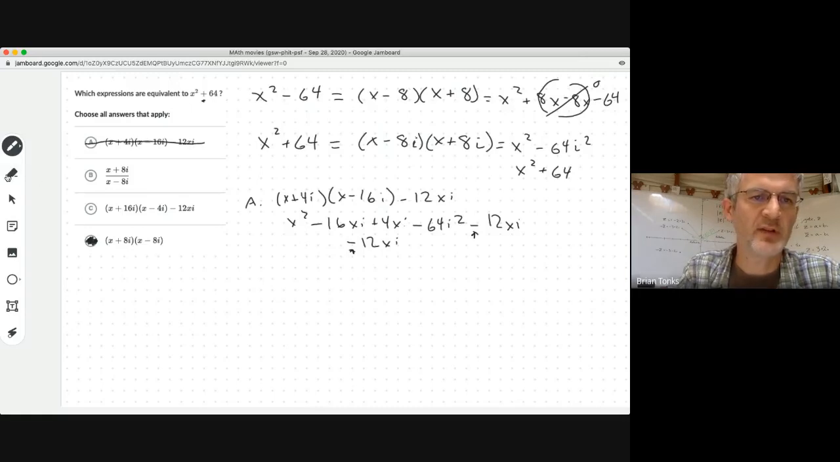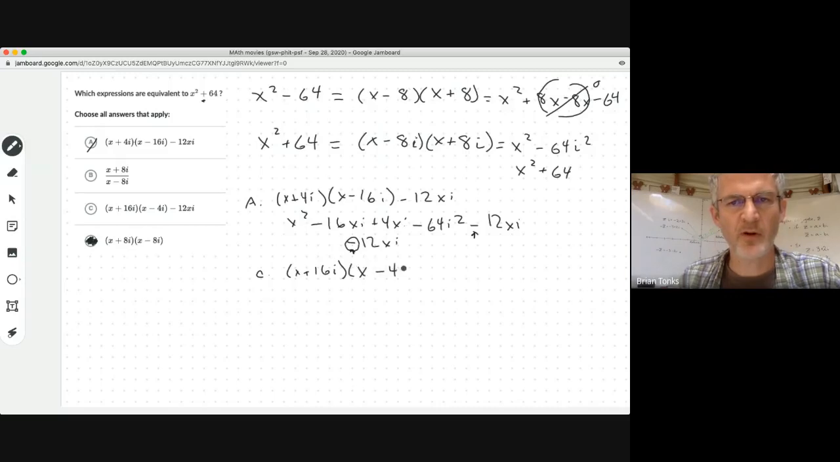Wow, that felt really good to cross it out, but I kind of want to look at it. So I'm crossing out and looking at that, not A. Check this out. I've got plus 4i minus 16i minus 12xi. Looking down here, this one only differs in that the part that's being added is the 16i, and the part that's being subtracted is the 4. So that would, in this realm over here, give me plus 12xi. Let's try it out. So C would be x plus 16i times x minus 4i minus 12xi.